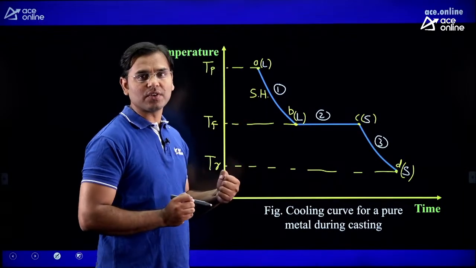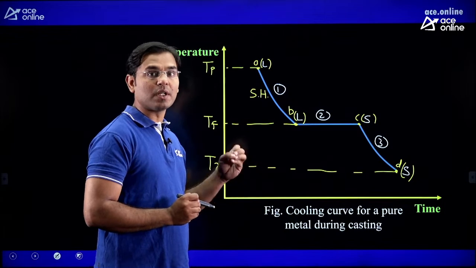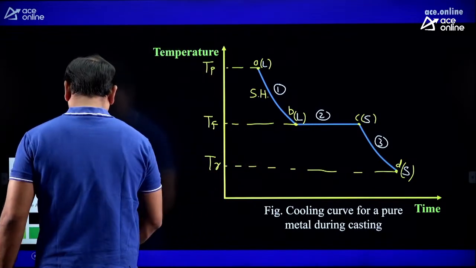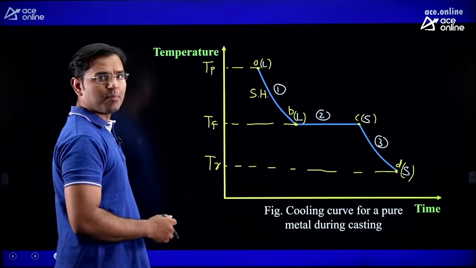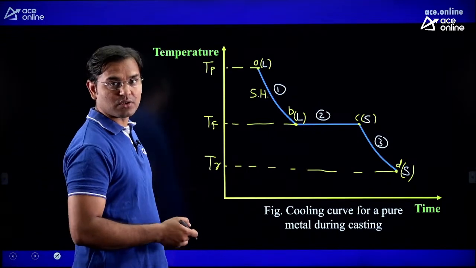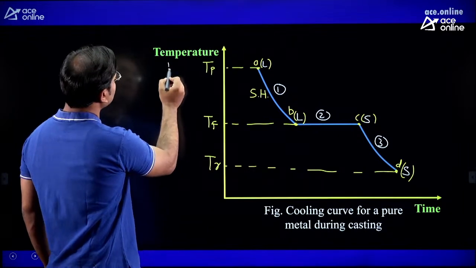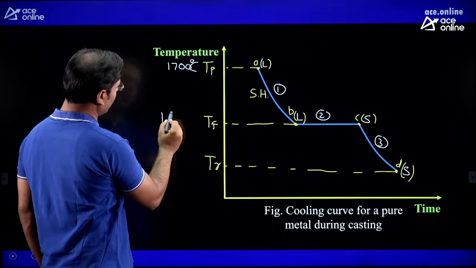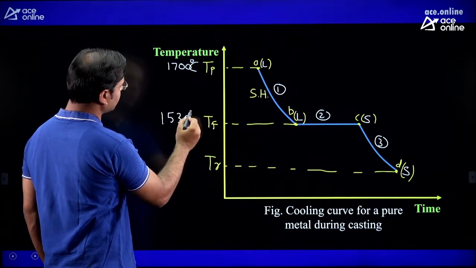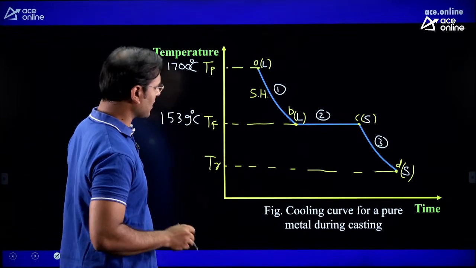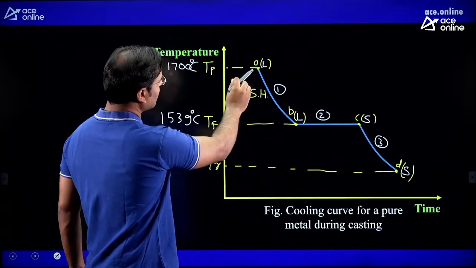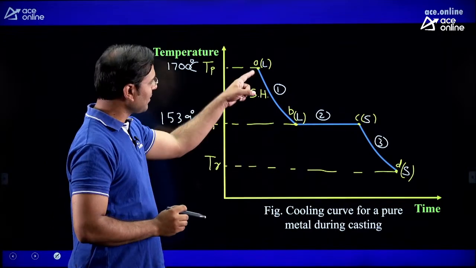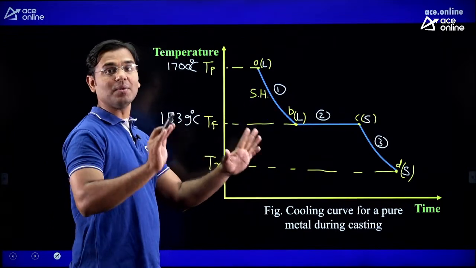The sensible heat loss is there, and the temperature of molten metal is reduced from pouring temperature to freezing temperature. If I am taking the example of iron, what is the pouring temperature of iron? We are pouring the iron at 1700 degrees centigrade, and the freezing temperature of iron is 1539 degrees centigrade. This is the freezing temperature. Now you can see that the temperature reduced from pouring temperature to freezing temperature, but it remains in liquid form, hence it is a sensible heat loss.